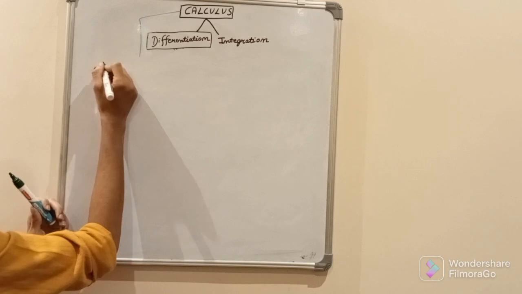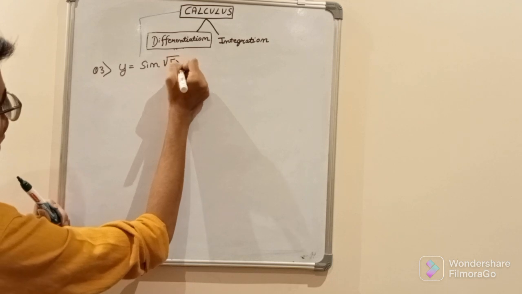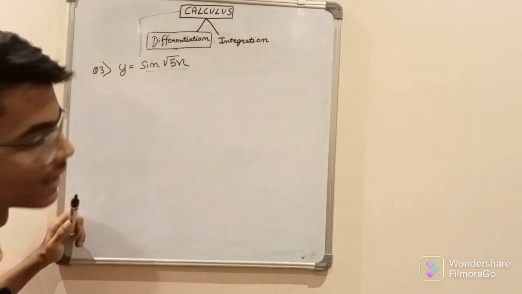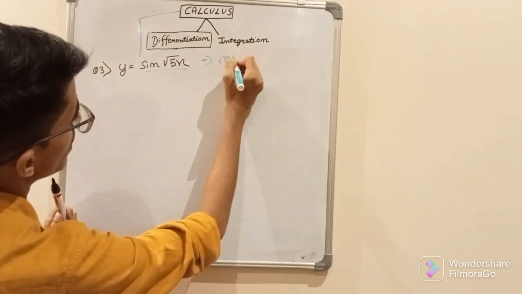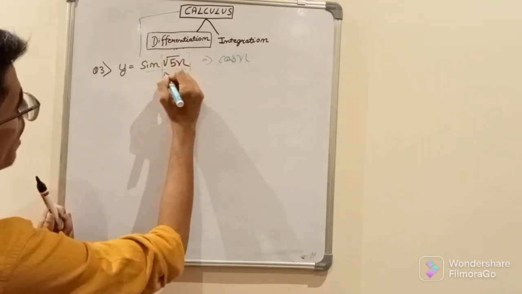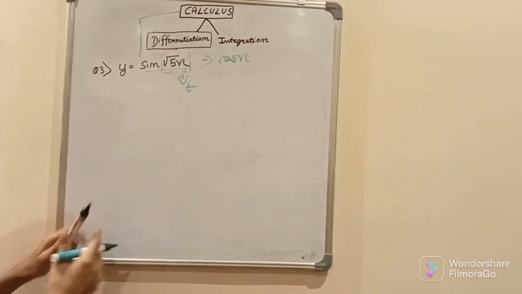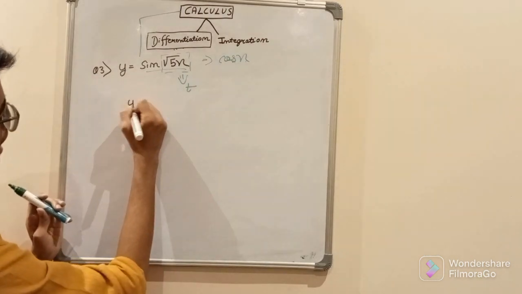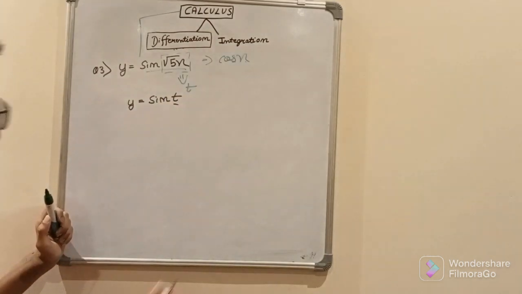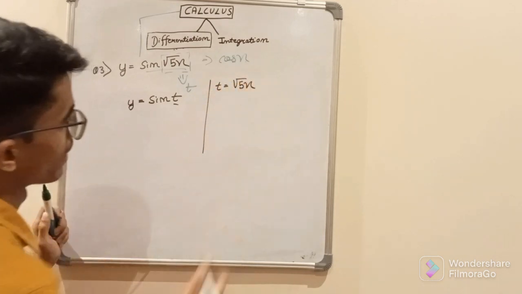Question number 3. Y is equal to sine root 5x. Now, we know the differentiation of sin x. Sin x का differentiation is nothing but cos x. But over here we have this root 5x. So let us assume this, let's suppose, as t. So now the equation will look like y is equal to sine of t, sine t. And over here we can write t is equal to root 5x.